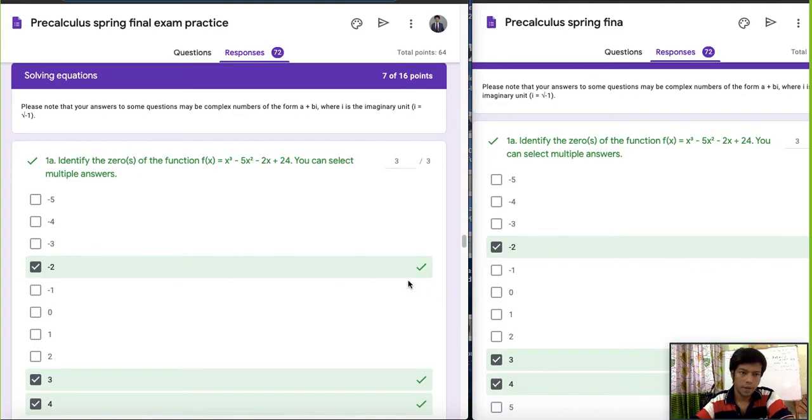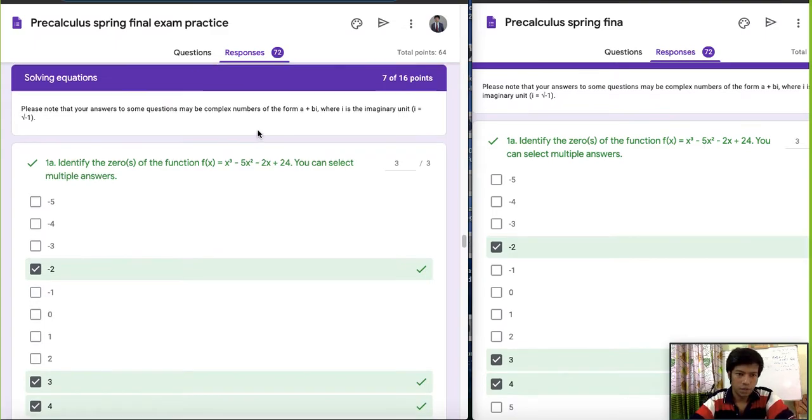Hello everyone, welcome back. So this is our next set, which is solving equations. This is set 3, you can say, solving equations.